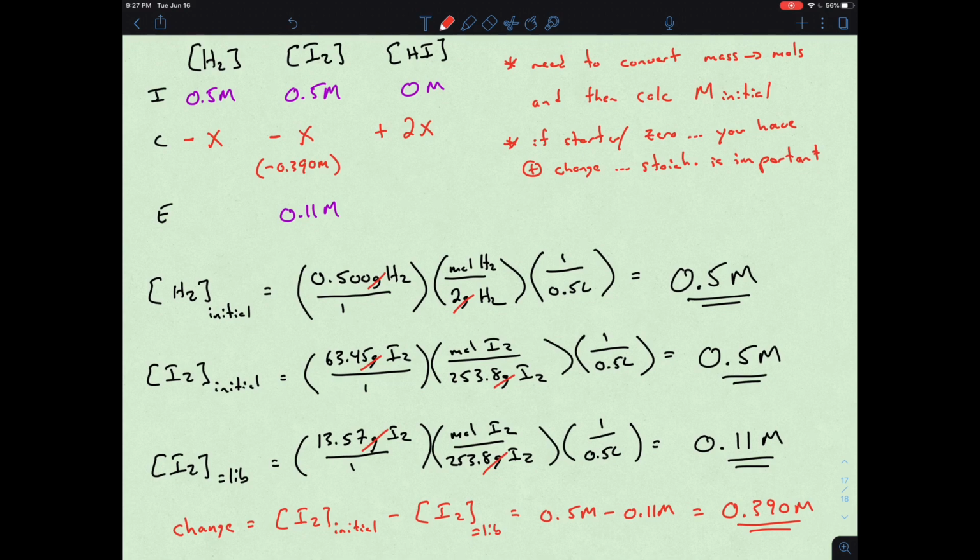And so we're going to see the same type of change for the other starting material, the hydrogen, and then we're going to see 2 times that value for the HI. And so if we calculate those values, we would get also 0.011 molar for the H2, and we get 0.78 molar for the HI.